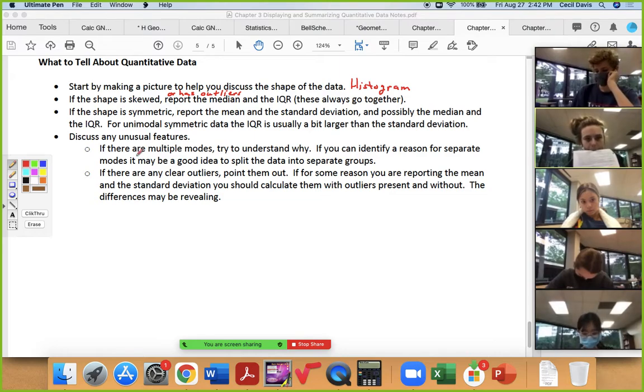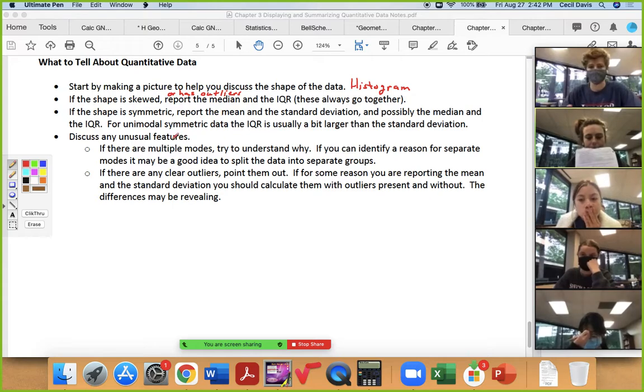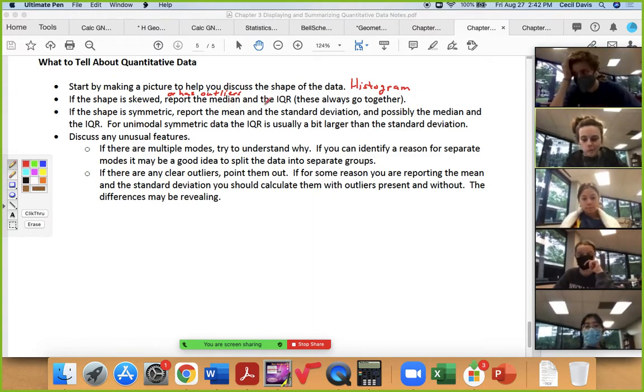If the shape is symmetric, we're going to report the mean and the standard deviation, and sometimes you'll also report the median and the interquartile range. For unimodal symmetric data, the interquartile range is usually a little bit bigger than the standard deviation. So this is the shape, and these are some numbers that go with it. So we talk about the shape, the center, and the spread, and then also be sure to discuss any unusual features.